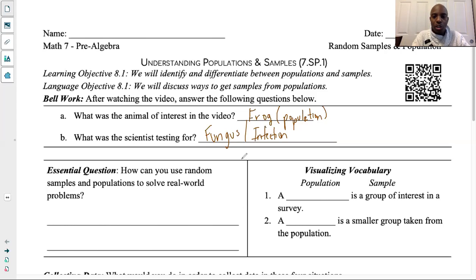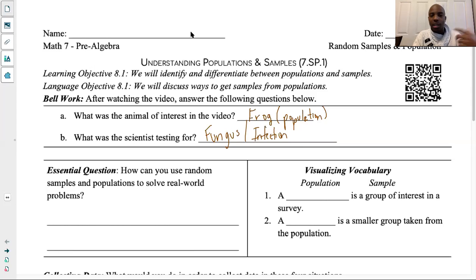All right, so what I want us to do is this. We're going to look at a number of different things to tell what's the best population and what's the best sample. Now, before we get there, I do want to take a second to talk about collecting data, because as you can see in the video, they collected data by swabbing some of the frogs. They were collecting data to determine if this fungus was there.